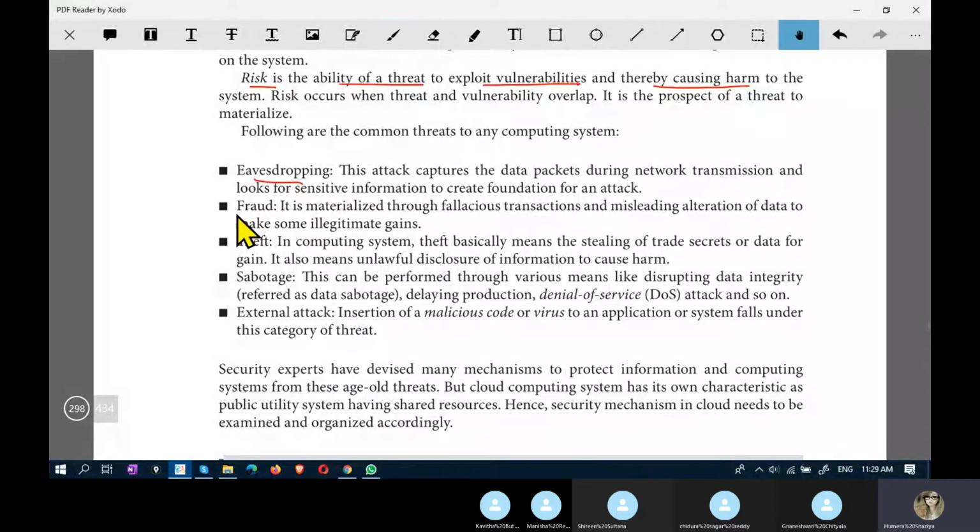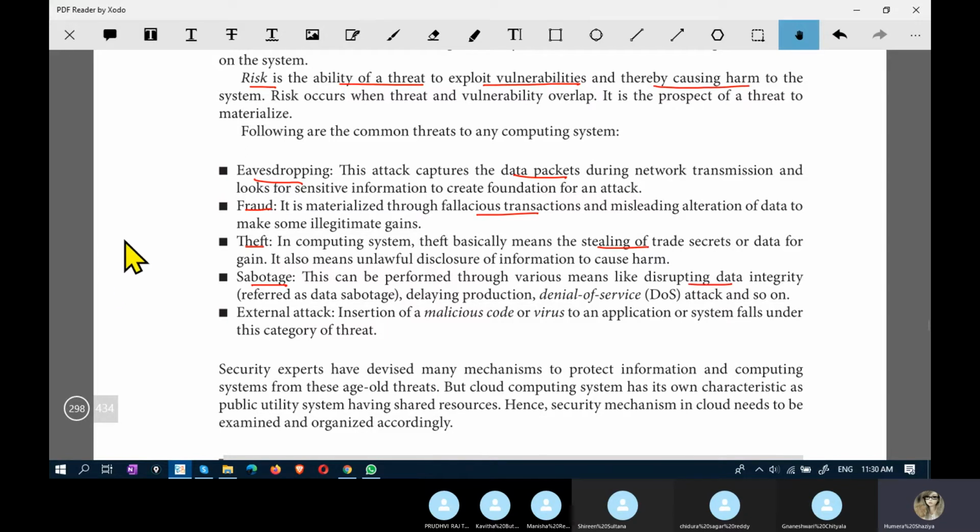Eavesdropping means capturing the data packets during transmission. Fraud means doing some fallacious transactions like bank frauds. Theft means stealing of the secrets or data. Sabotage means disrupting. Disrupting data integrity means changing the data.